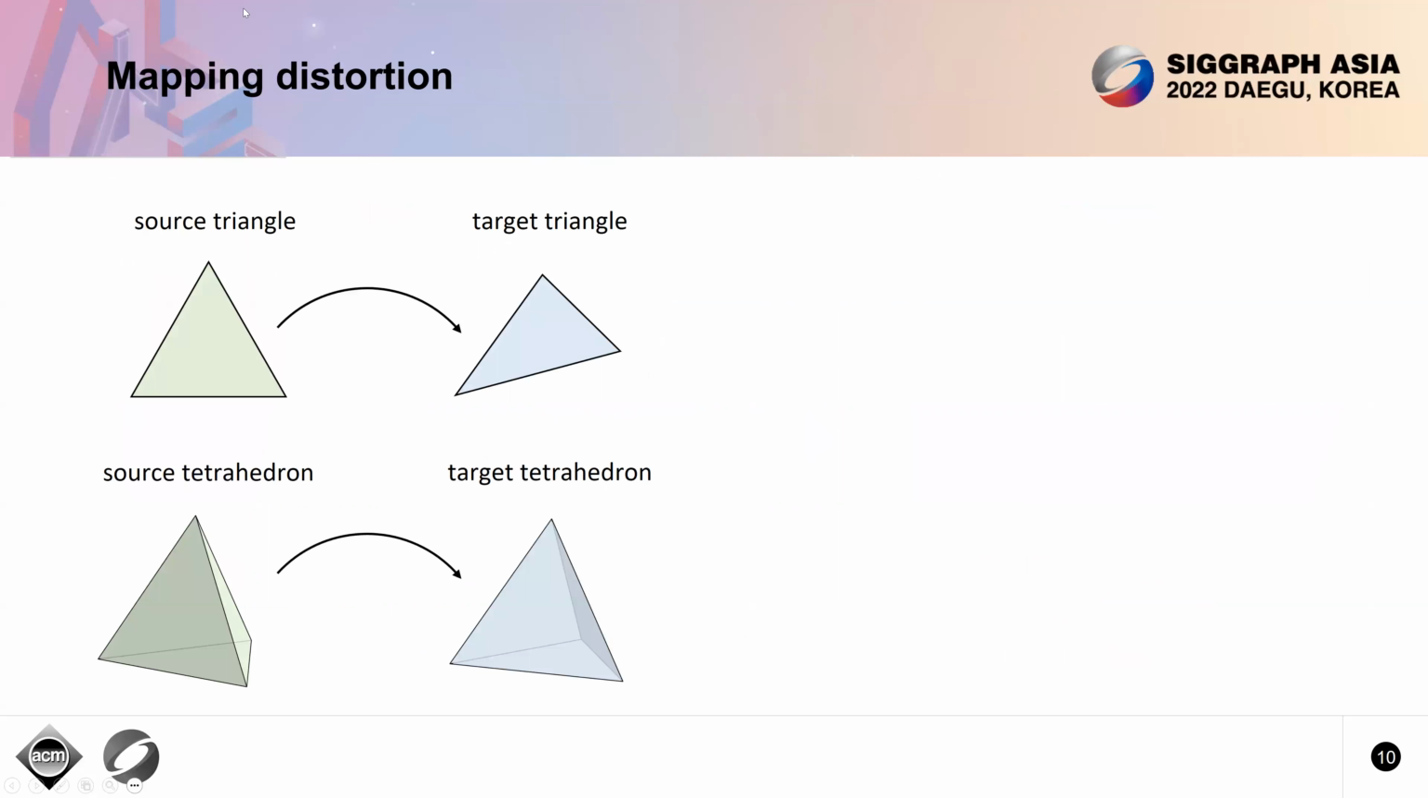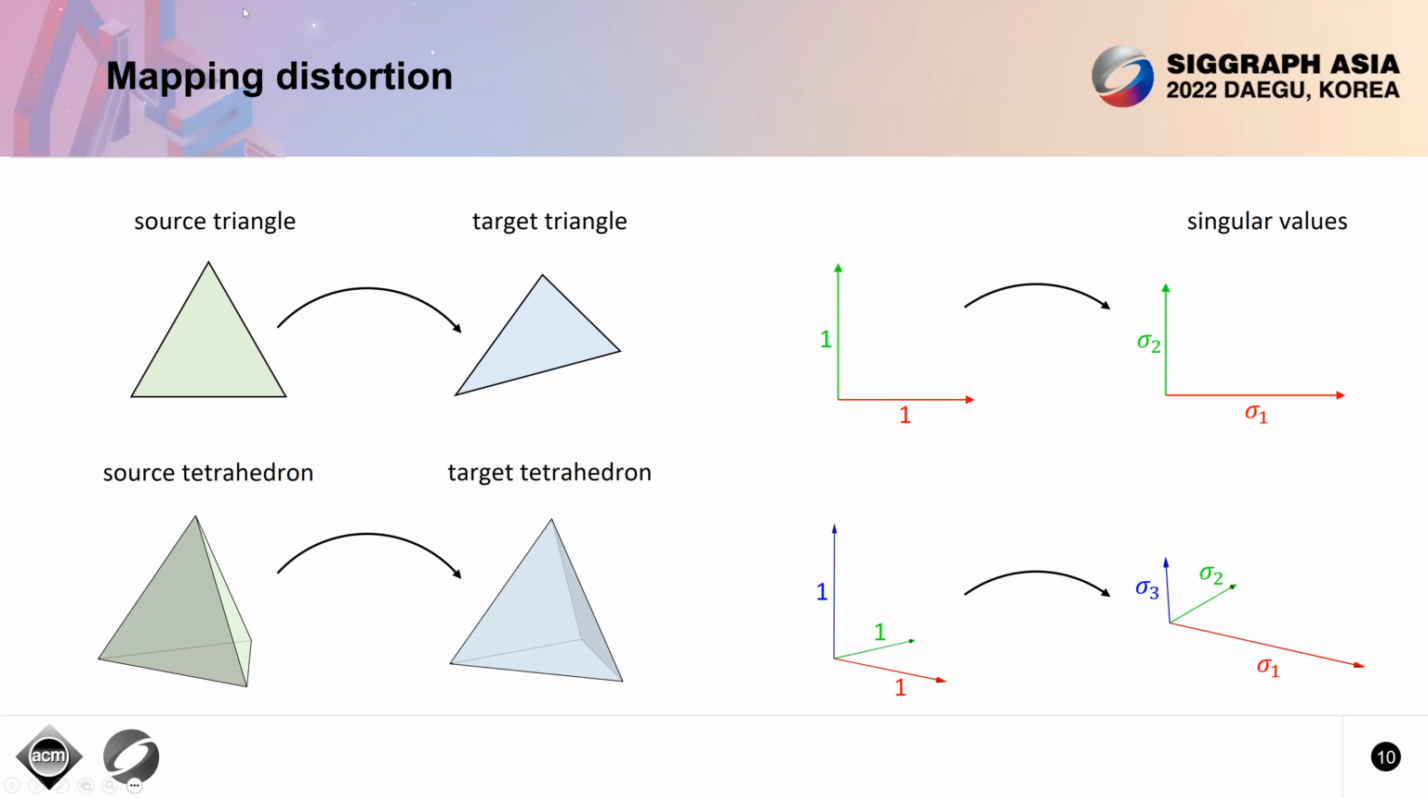For maps defined on triangle or tetrahedron meshes, we are interested in the distortion of maps between a pair of simplices. Consider the linear transform that maps a source simplex to a target simplex. We can quantify the distortion of the linear map by its singular values, which describe the degree of stretch in orthogonal directions.